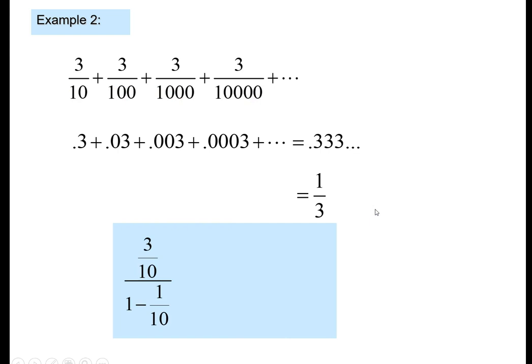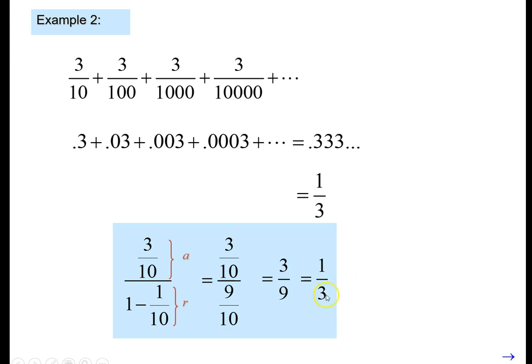So if I put this into this infinite sum formula, A over 1 minus R, 3/10 over 1 minus 1/10, that's A, and that 1/10, of course, is your R. So that gives me 3/10 over 9/10 when we get a common denominator and simplify, and that gives me 3/9, which is 1/3. We knew the sum was 1/3. When we write it in a decimal, we can see it.